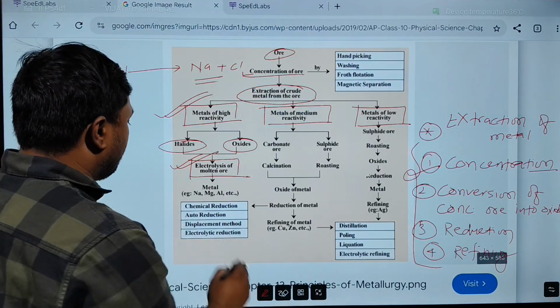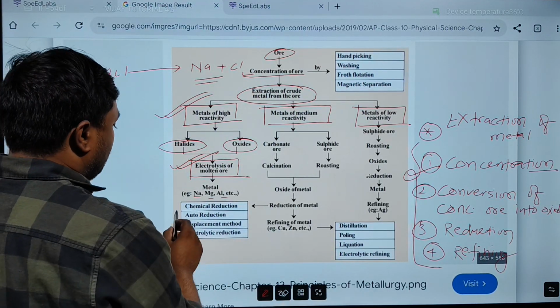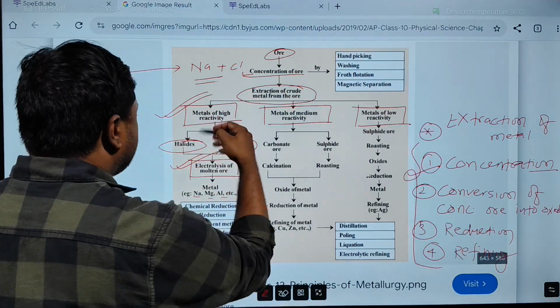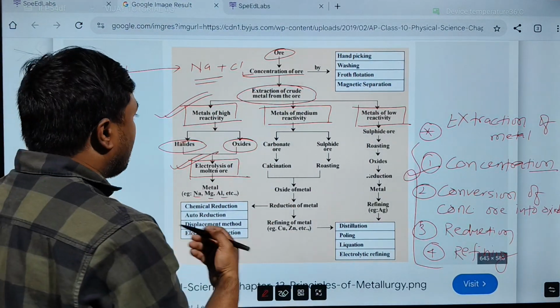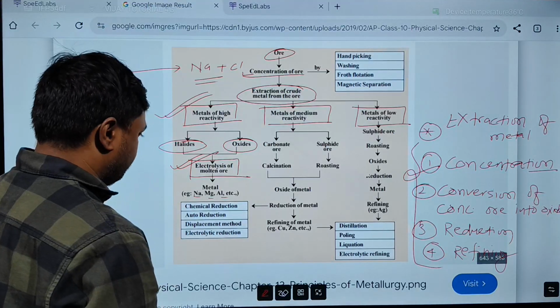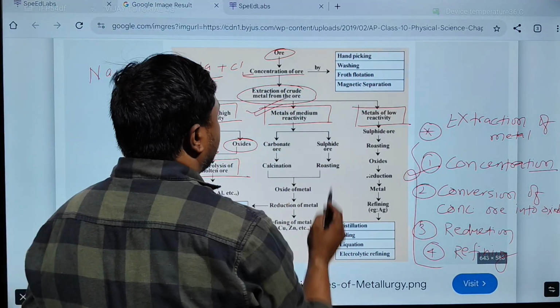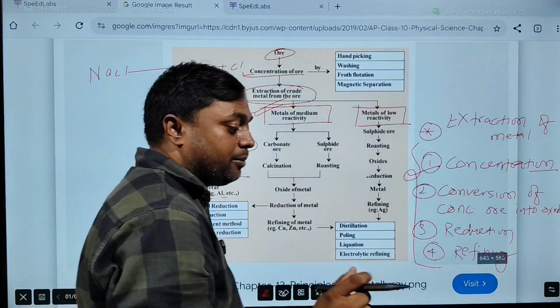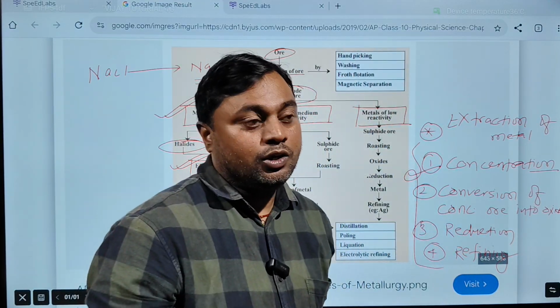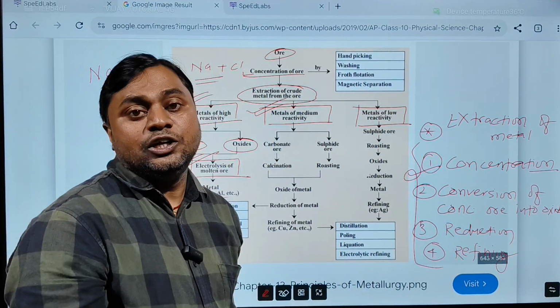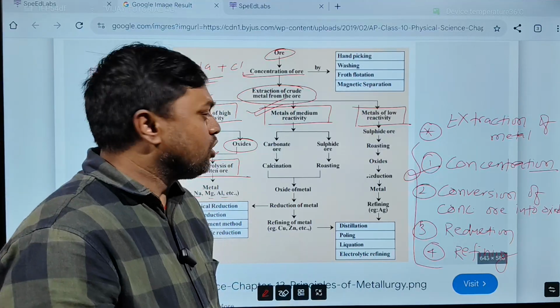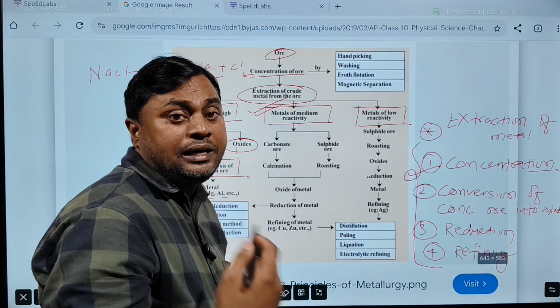Okay, yes or no? For example, sodium, magnesium, aluminum. So this is how we are extracting the metals of high reactivity. Now this is very, very important. Most of the metals fall under medium reactivity, like iron, copper, and aluminum, which are widely used in day-to-day life. So these are the metals of medium reactivity.